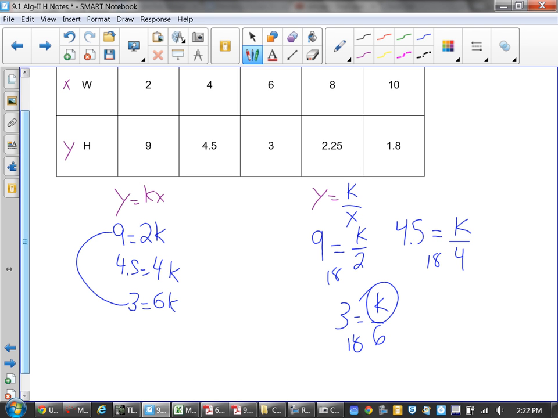So this is not indirect, it's inverse. And people say it all the time. So this is an inverse variation where your k value is 18. So the equation would be y equals 18 over x. All right?